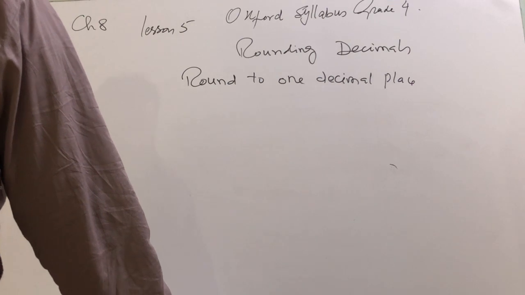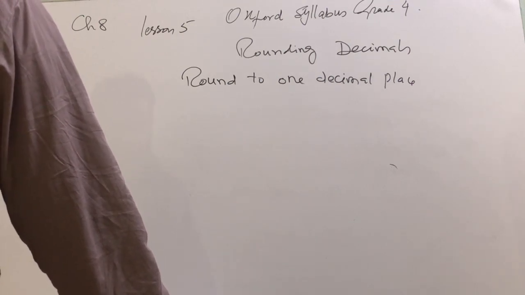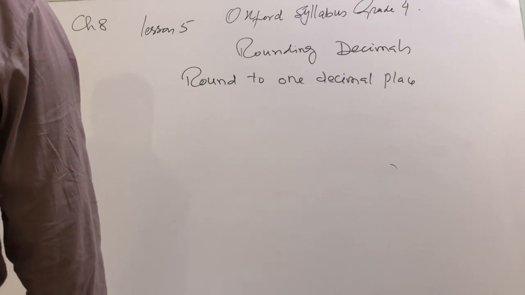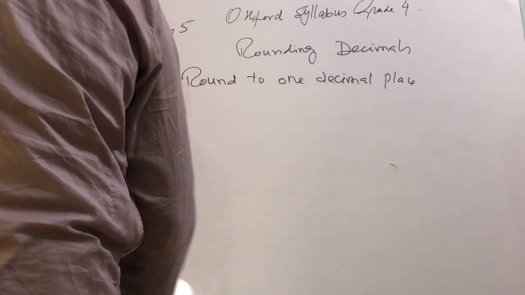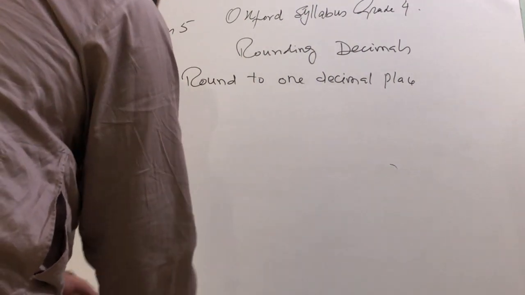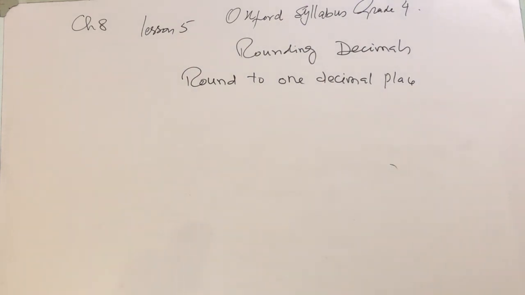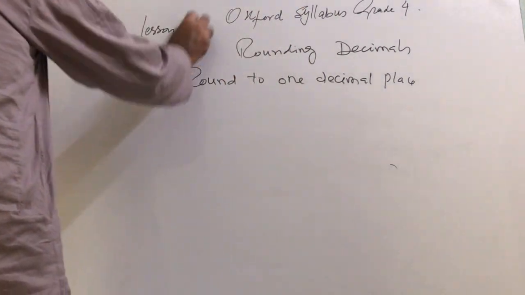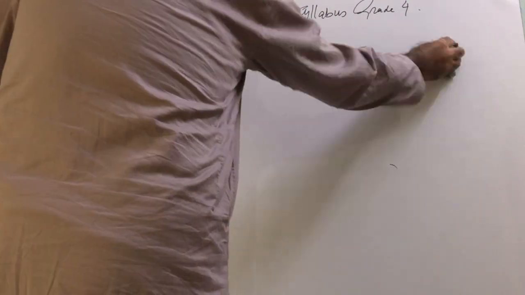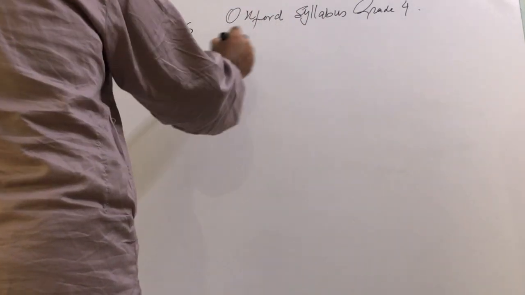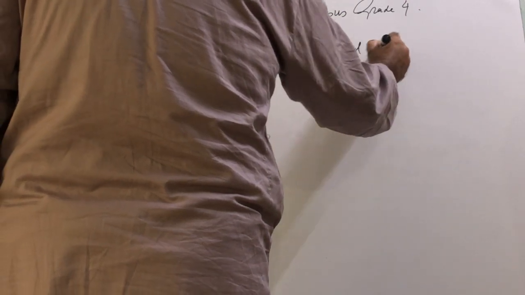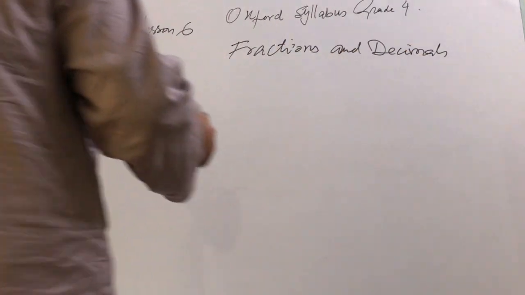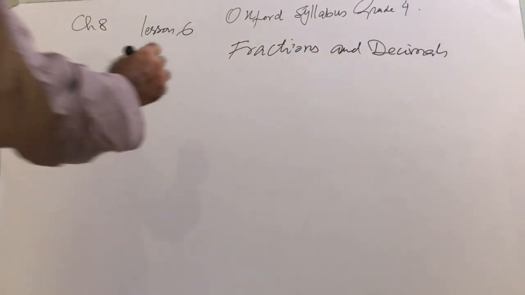If you go to page number 180, you have several questions. We have done all these. 1, 2, 3 we have done. Then we have lesson number 6, fractions and decimals. We can do these fractions and decimals quickly. We will try to do lesson number 6, fractions and decimals.